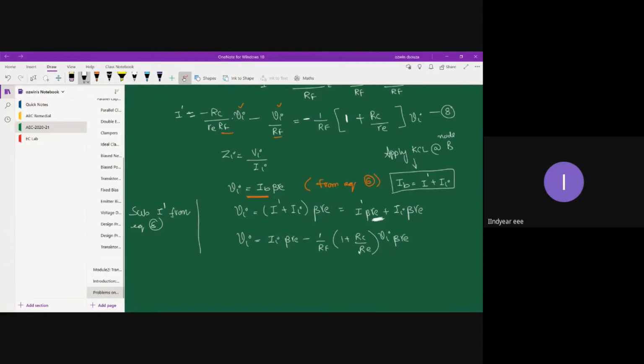Okay, fine. So what you do now is collect the like terms together. You have one Vi term here and a second Vi term on the right-hand side. So you bring this Vi term onto the left-hand side so that you can group the like terms together. So this is Vi. When you take this to the left-hand side, it becomes plus 1 by Rf, into 1 plus Rc by Re. What I've done is I've taken capital Re. It should have been small Re.